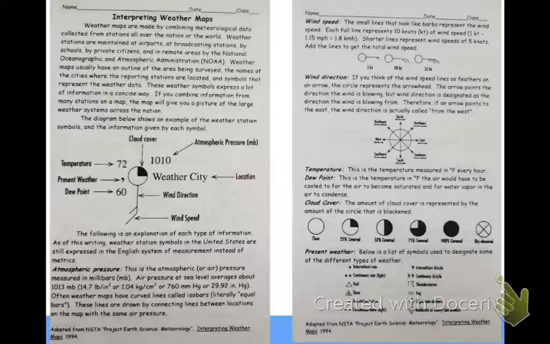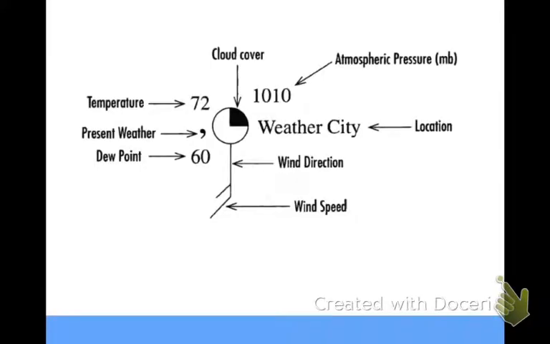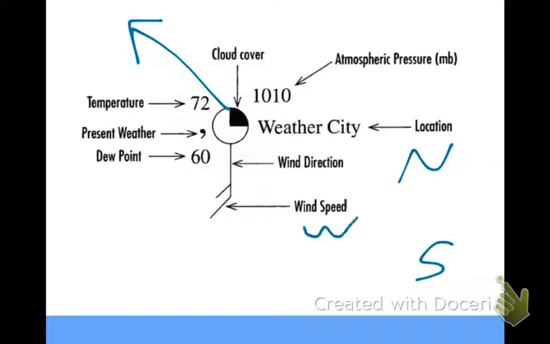The first one we're going to look at is wind direction. So going straight out of that circle by Weather City, you see a line pointing down. That is showing wind direction. With wind direction, this symbol is going to point in whatever direction the wind is blowing. So it's not always going down. Sometimes the arrow may be pointing up this way. So all you really need to know is the compass. So we know north, south, west, and east.